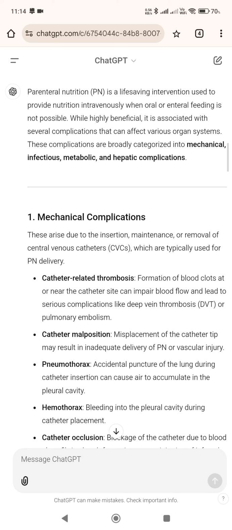1. Mechanical complications. These arise due to the insertion, maintenance, or removal of central venous catheters, CVCs, which are typically used for PN delivery. Catheter-related thrombosis: formation of blood clots at or near the catheter site can impair blood flow and lead to serious complications like deep vein thrombosis, DVT, or pulmonary embolism.